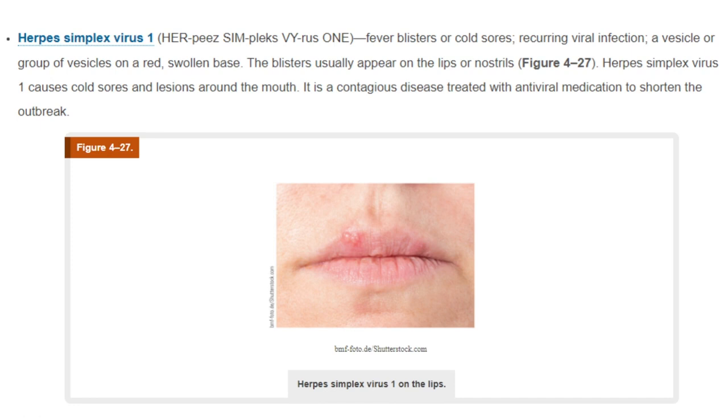Herpes simplex virus 1, fever blisters or cold sores, is a recurring viral infection, a vesicle or group of vesicles on a red, swollen base. The blisters usually appear on the lips or nostrils, figure 4.27. Herpes simplex virus 1 causes cold sores and lesions around the mouth. It is a contagious disease treated with antiviral medication to shorten the outbreak.